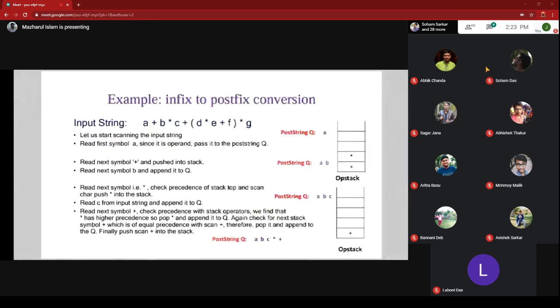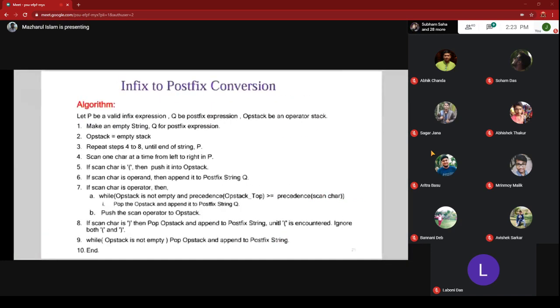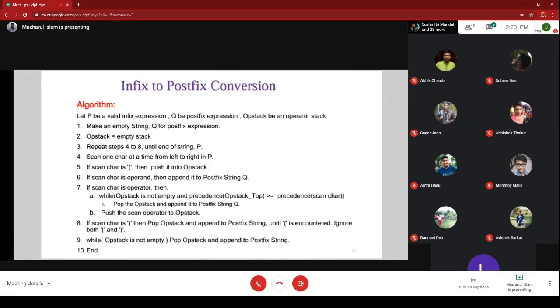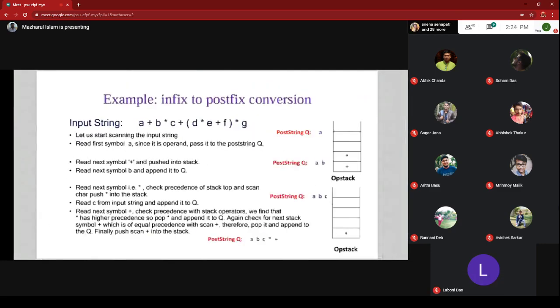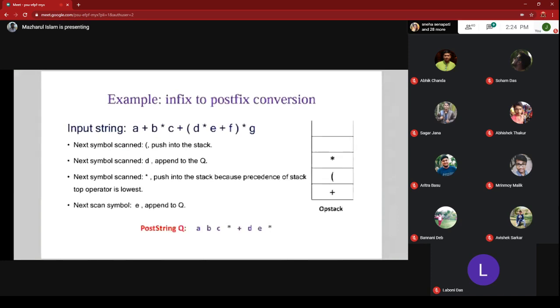Now what is the next scan character? The next scan character is a left bracket. So go to the algorithmic steps. Step number 5 says that if your scan character is a left bracket, then push it to the op stack. According to these steps, your scan character is a left bracket, so you push it to the op stack.